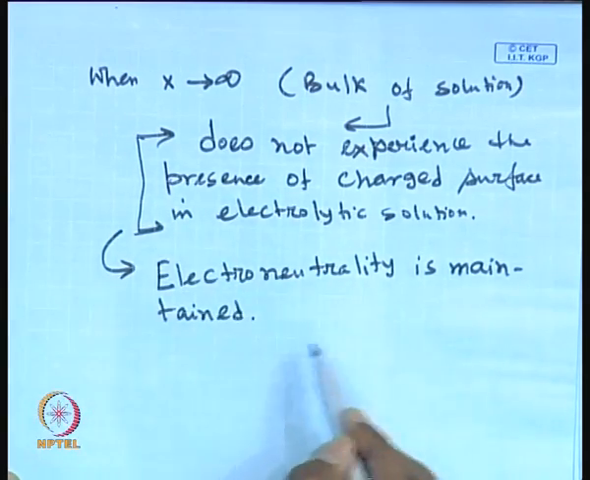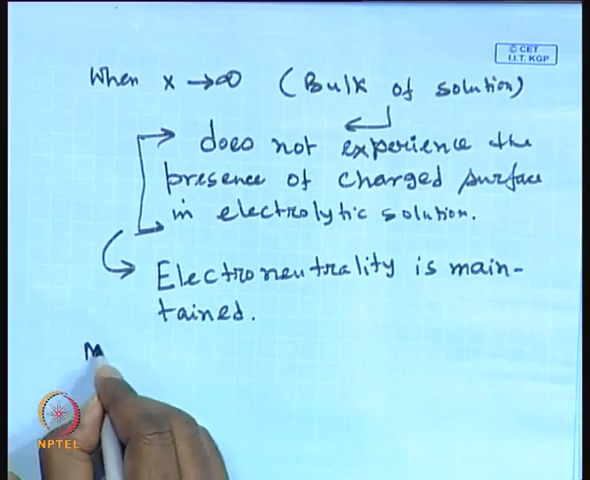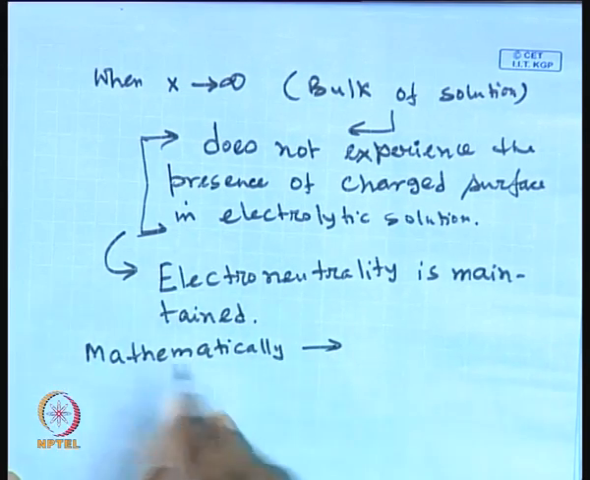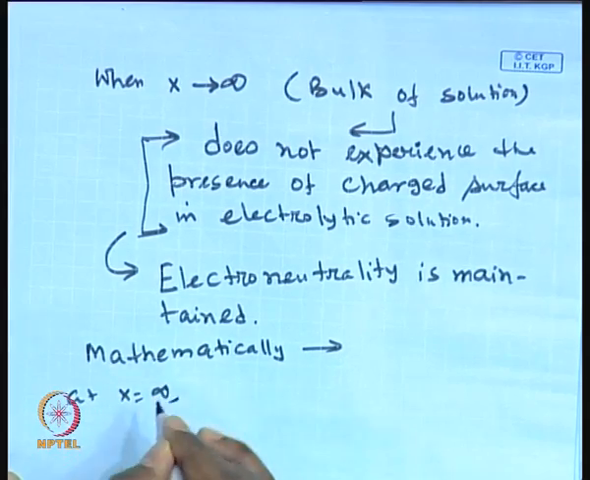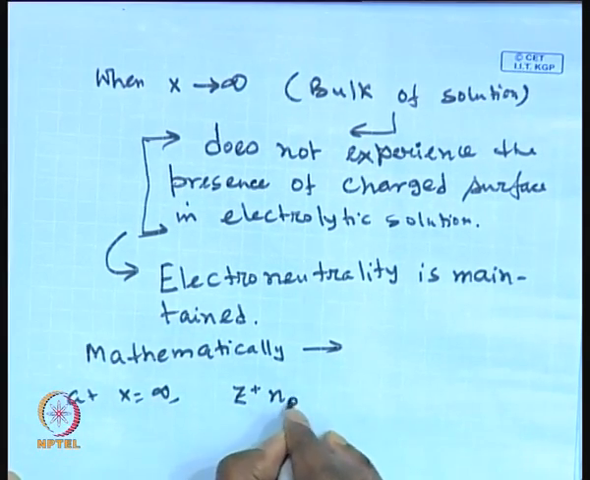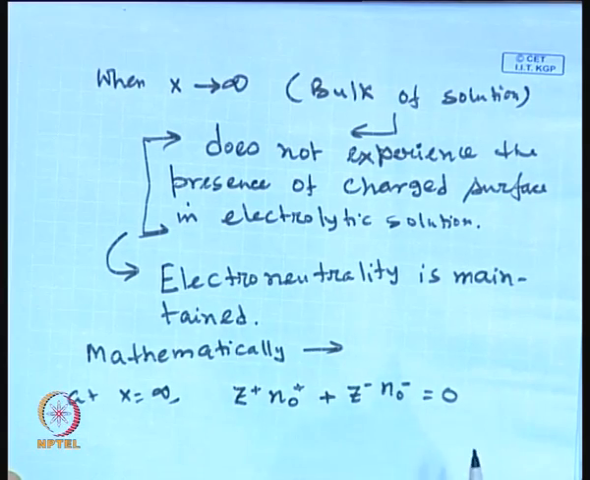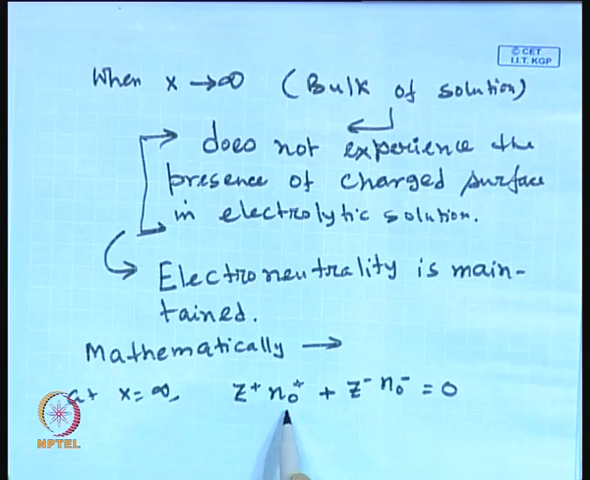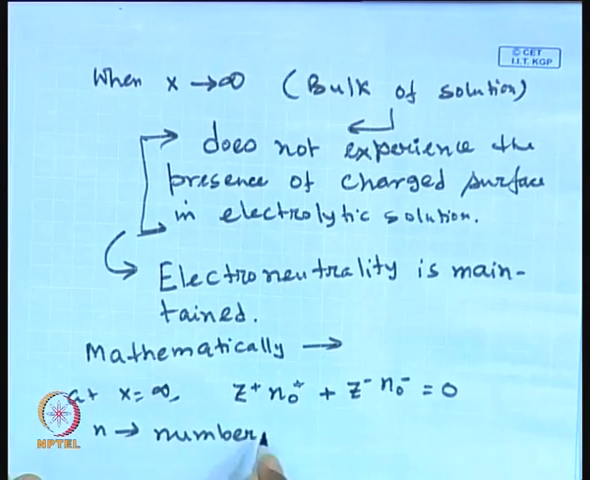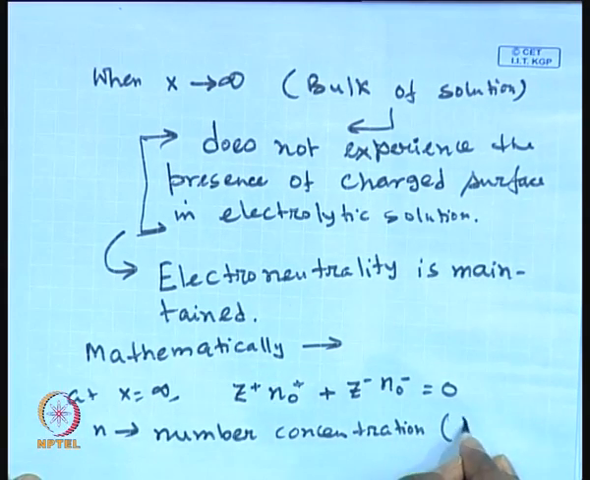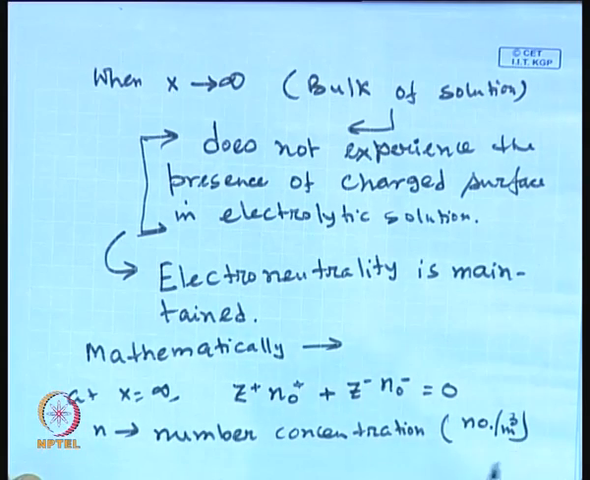Now, whatever we have just discussed, this whole thing can be described mathematically by a single equation. At x equal to infinity, z plus n 0 plus, plus z minus n 0 minus, will be equal to 0. What is n 0 plus? n is basically the number concentration. Number concentration means the number of ions per unit meter cube of the solution, the number of ions per unit volume of the solution.